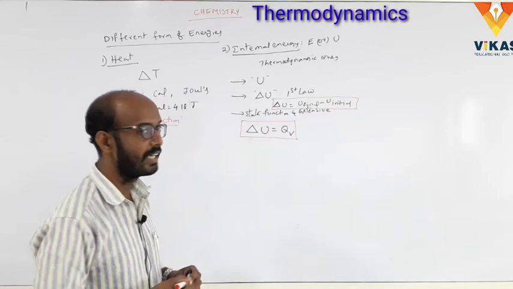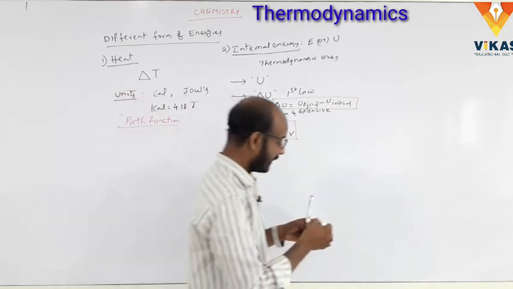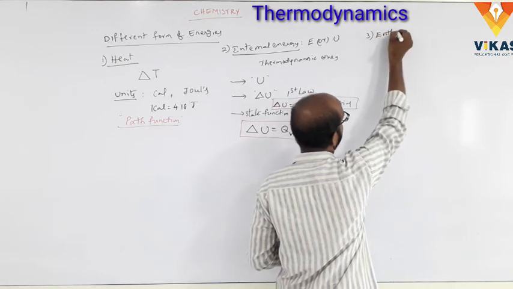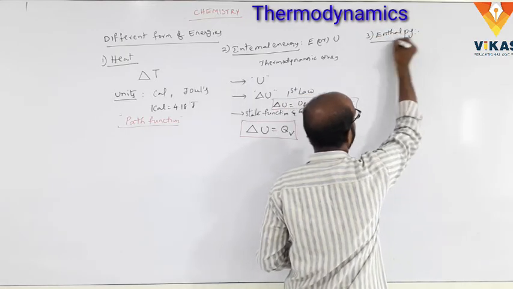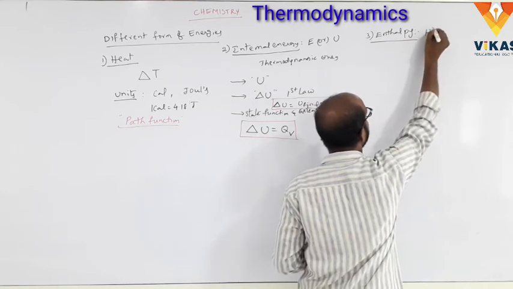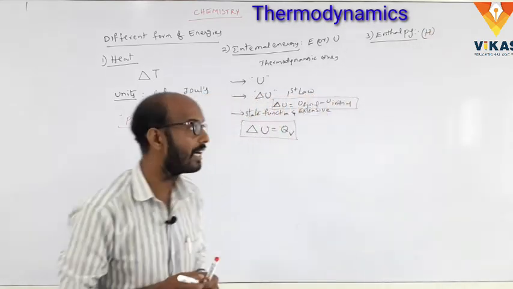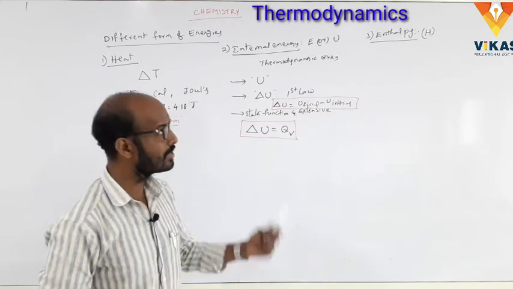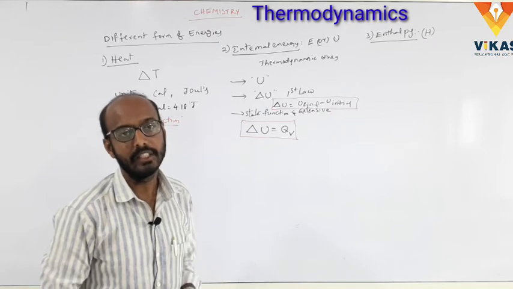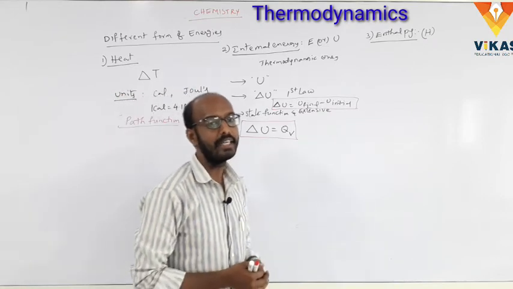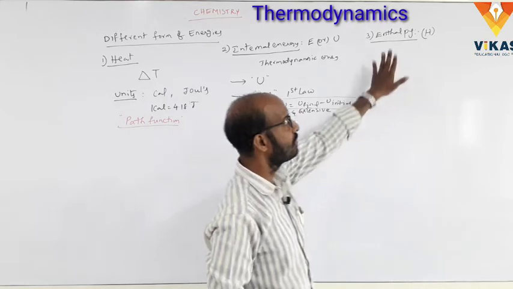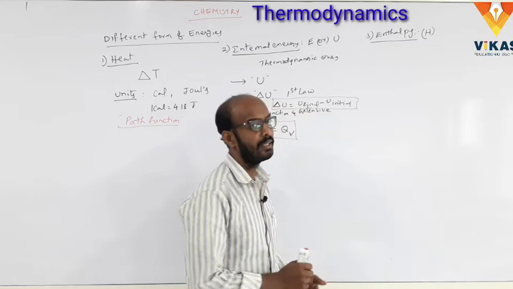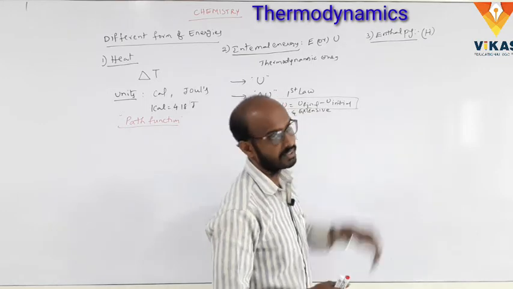That is the internal energy. Next, the third one is enthalpy. It is represented by H. So what is enthalpy? Enthalpy is a measurement. It measures the total heat content present in the system.